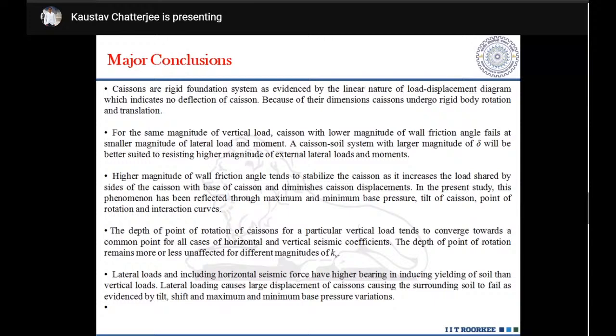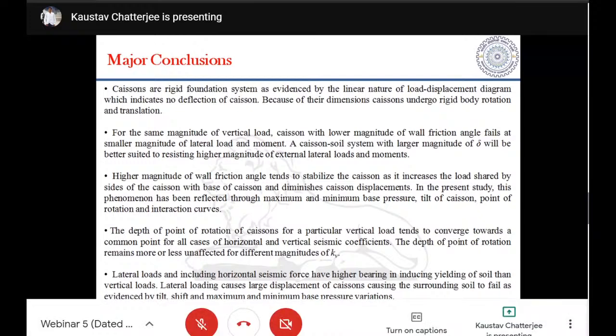So coming to the conclusions, we have seen that caissons are a foundation system and behave rigidly, as is evident from the linear nature of the graph. For the same magnitude of vertical load, caissons with lower magnitude of wall friction angle fail at a smaller magnitude of lateral moment, and with higher magnitude of delta, it will be better suited to resisting high magnitude of external force. A higher magnitude of wall friction angle stabilizes the caisson as it increases the load shared by the side of the caisson with the base of the caisson.